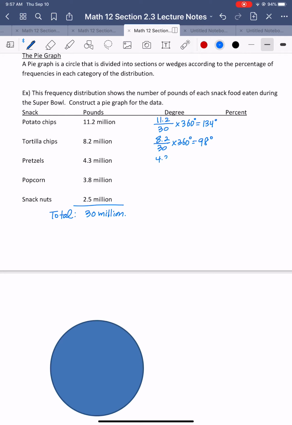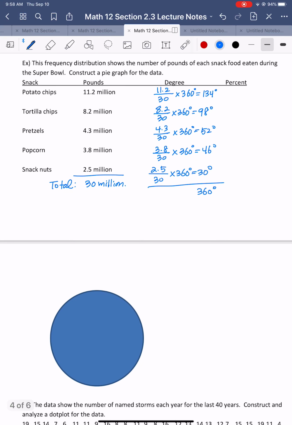And then 4.3 over 30 times 360 degrees gives us 52 degrees. And then 3.8 divided by 30 times 360 degrees gives us 46 degrees. And then 2.5 over 30 times 360 degrees gives us 30 degrees. So overall, it's going to be 360 degrees. Since we are using degrees, on the pie or circle, let me actually divide it.